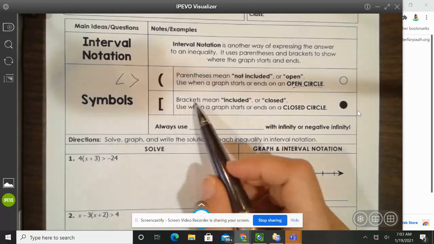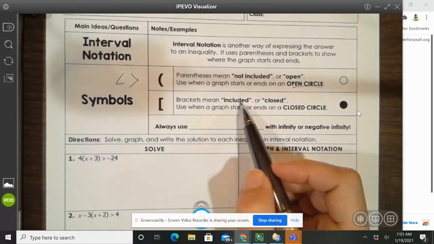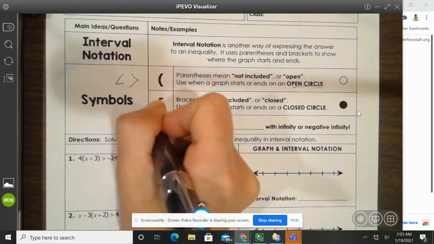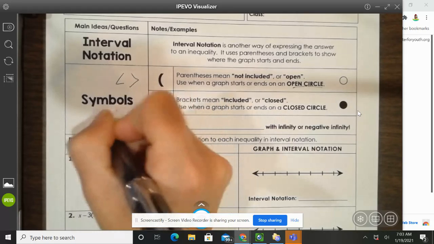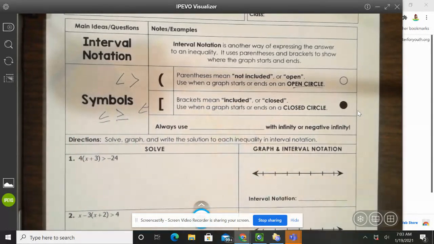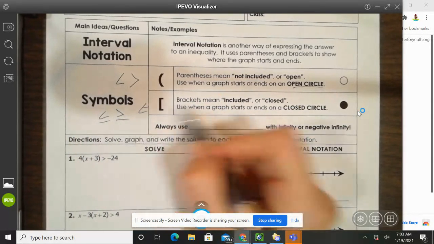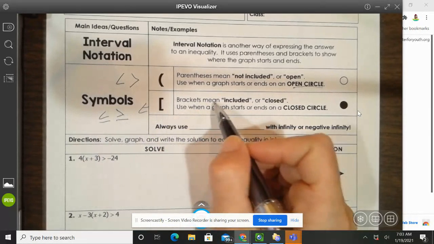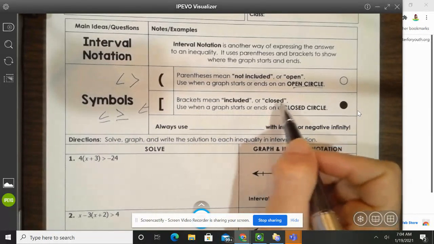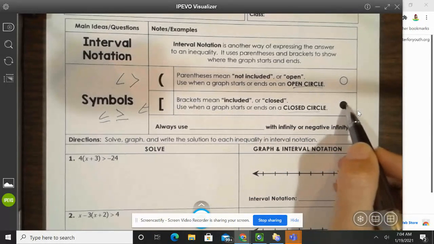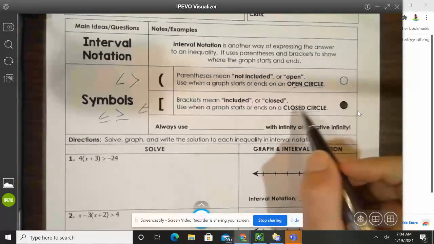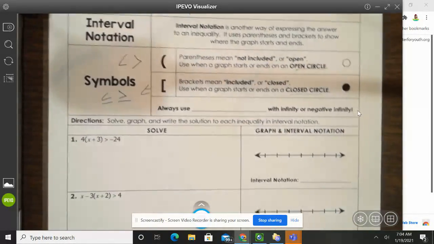Now, when we use brackets, that number is included. So when we use the symbols greater than or equal to, or less than or equal to, those use the bracket in the answer. And in the graph, you're going to fill in your circle. So it's a closed circle.